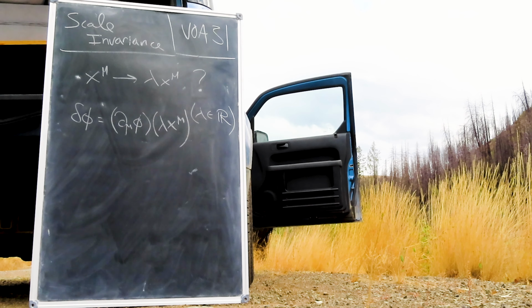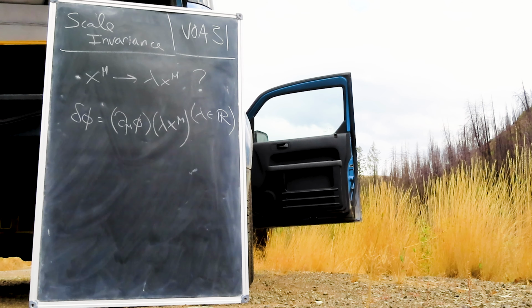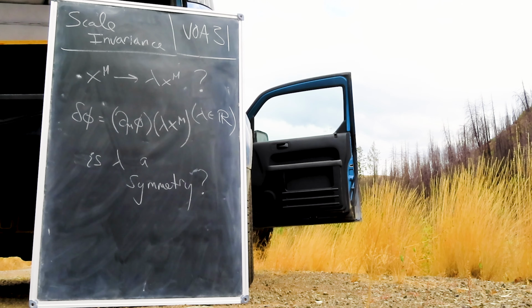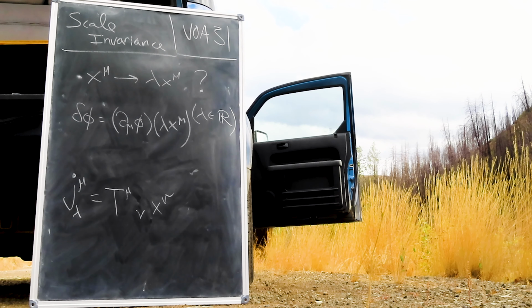The variation in phi induced by scaling the coordinate x is the inner product of lambda x with the derivative of phi. Does lambda really parameterize the symmetry of the system? Plugging into the formula derived from Noether's theorem, we find the associated current J sub lambda, which equals the contraction of the stress-energy tensor with the coordinate x.